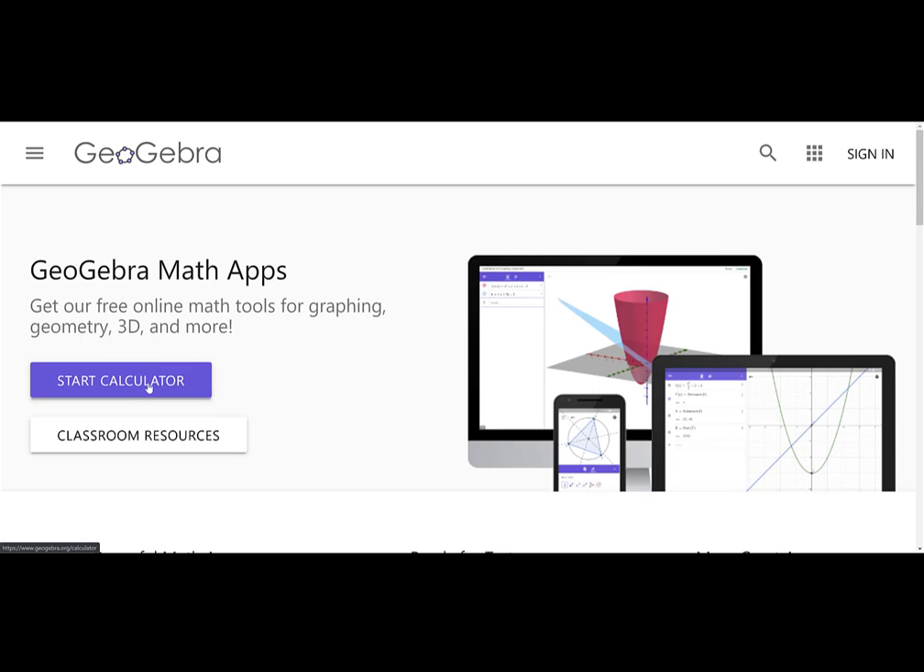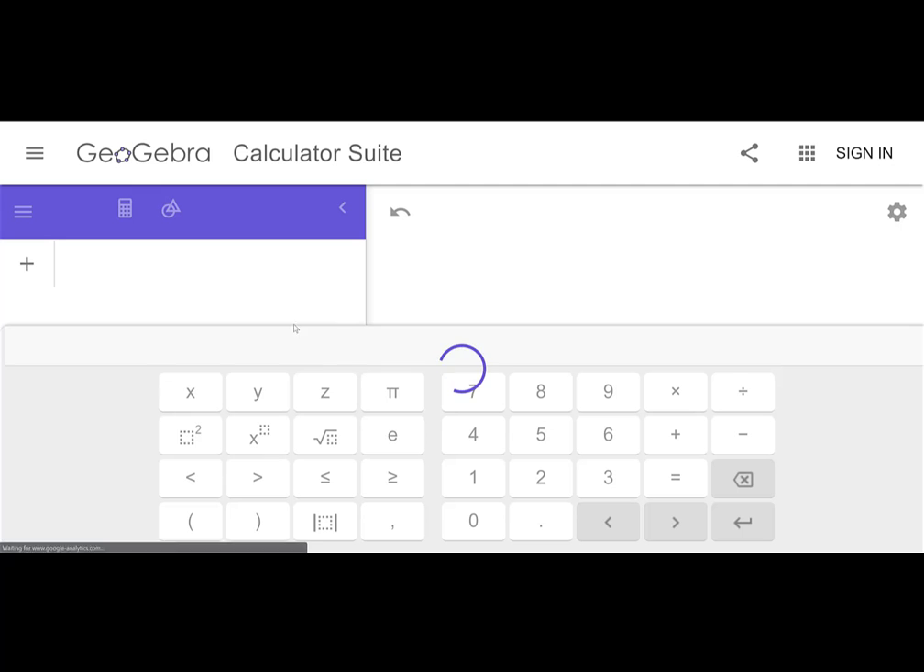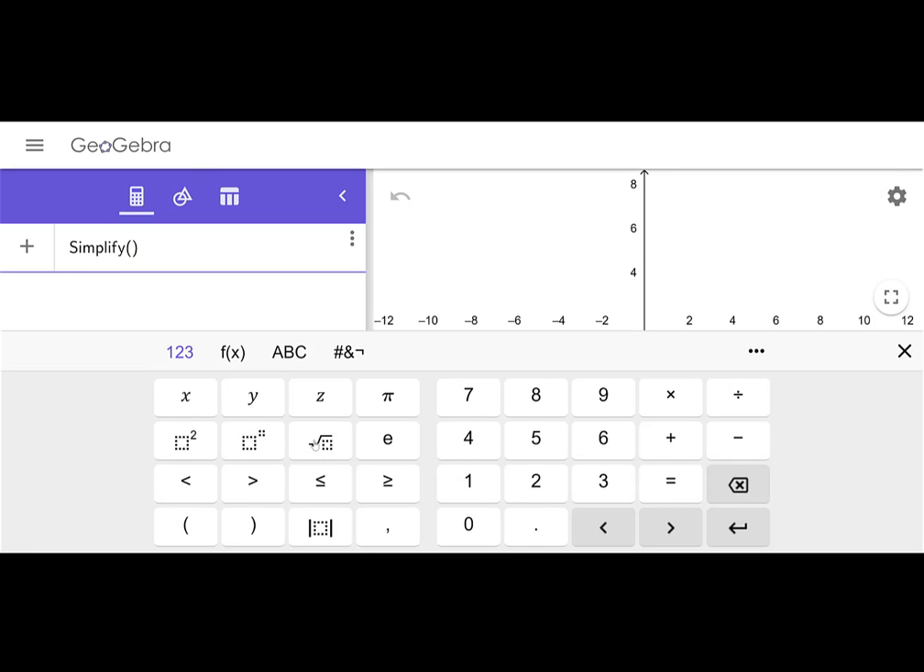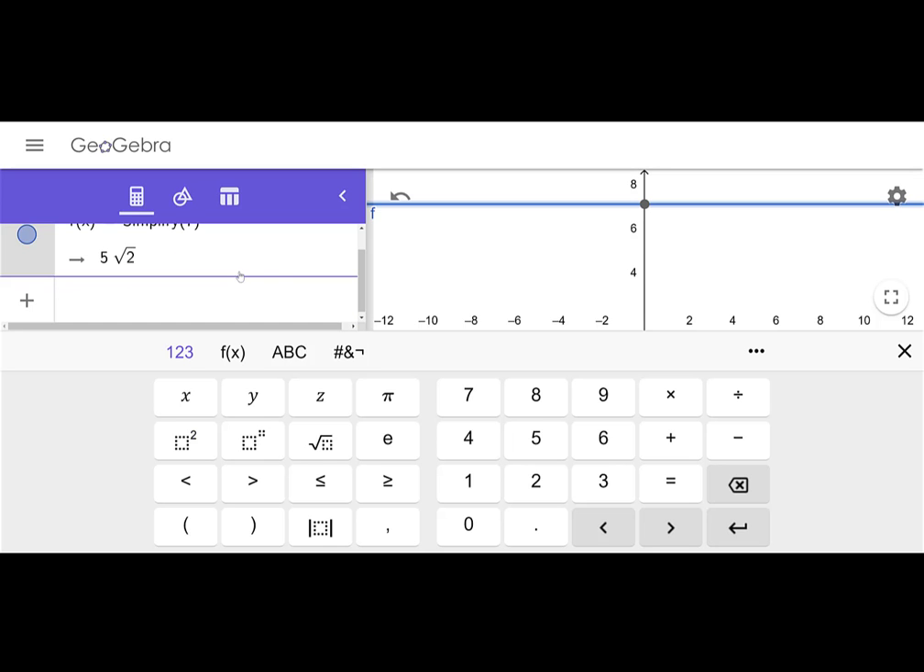All right, so let's go to GeoGebra. Just go to geogebra.org, hit start calculator, and we're going to simplify our radicals. So the first one, you're just going to type in the word simplify, and you'll see it open up this little code that gives you the format. Inside the parentheses, you enter the square root of 50. I'll go to the keyboard to find it, type the square root of 50, and then press enter. So there we go, I got that one.